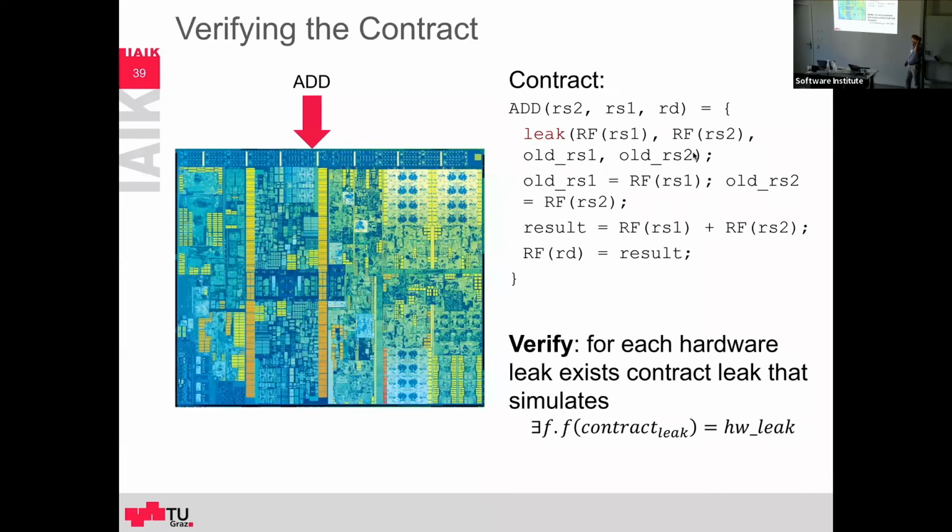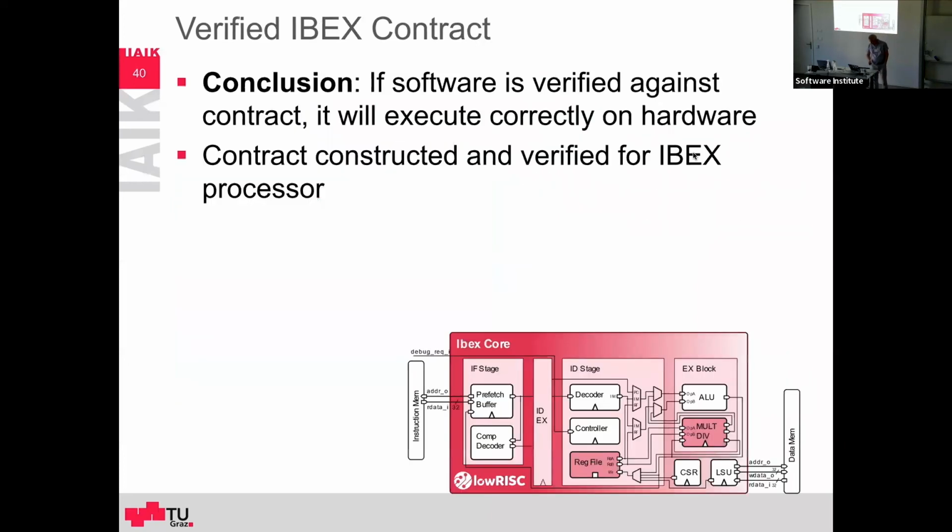So this is what we've been working on. For all of these points, you get a contract which says, well, the add instruction leaks something. And then you have an add instruction in your processor, and you have to make sure that whatever it leaks is covered, simulated by the contract. Okay. So that's it.